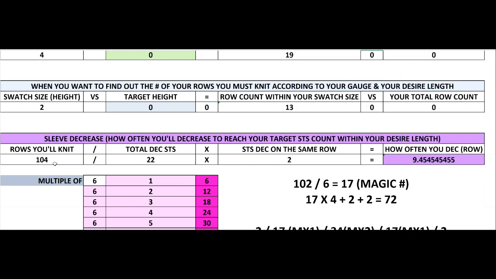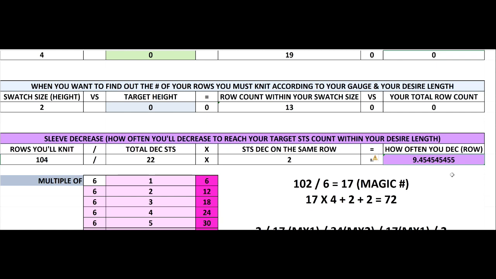Right here. So the rows you will knit: 104. Total decrease in stitches is 22, which is 68 minus 46, right? And stitch decrease on the same row, I put 2. And here comes: how often do you decrease? 9.45.